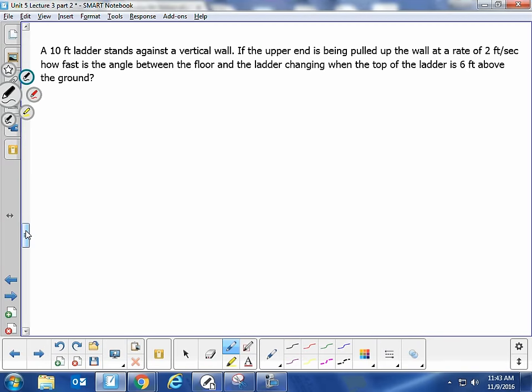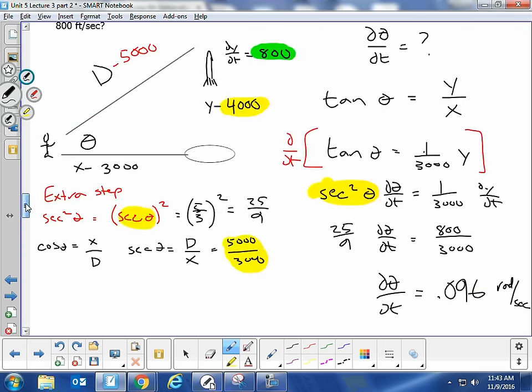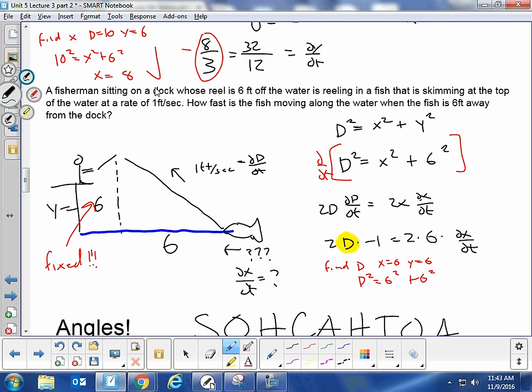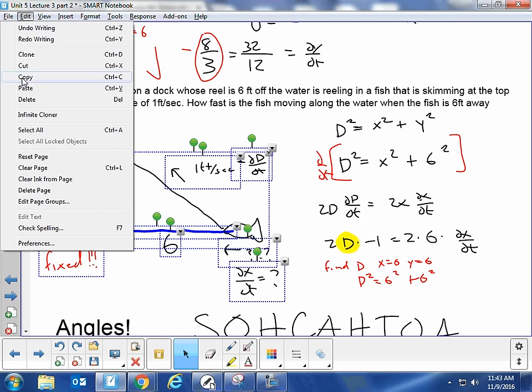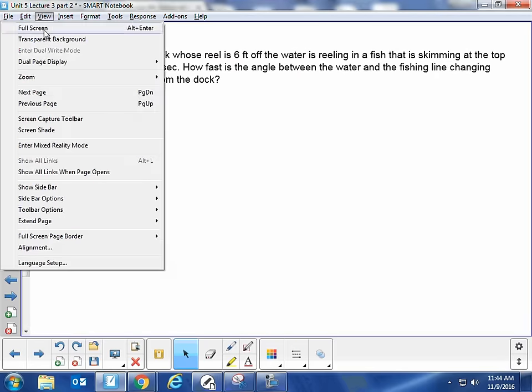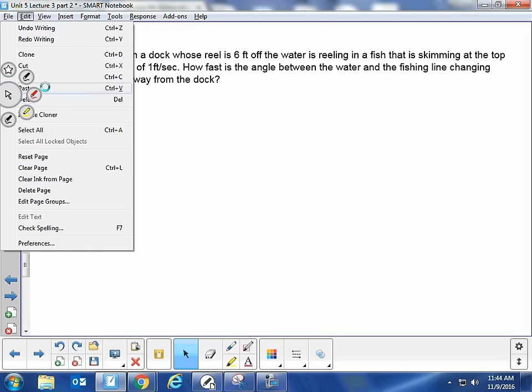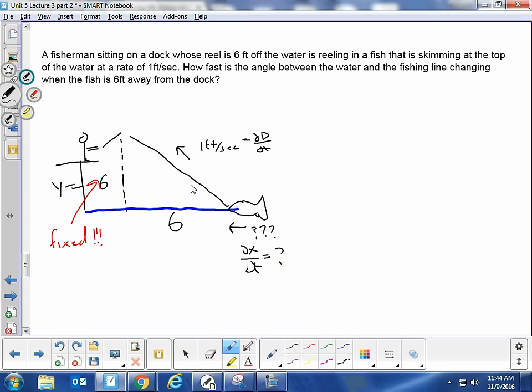Now, we're going to skip this one with the ladder, and we're going to go back to the fisherman. I'll show you the one with the ladder on the website, on the video, if you want to see it. So let's go ahead and recreate our fisherman picture. Everything is the same, but we need to find how quickly the angle between the water and the fishing line is changing.